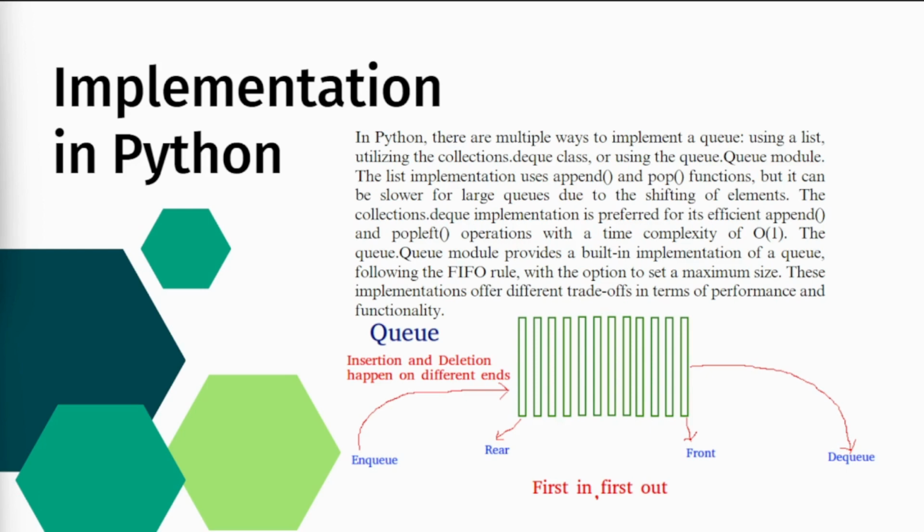So summarizing all this, in Python there are multiple ways to implement a queue. The list implementation uses append and pop functions, but it can be slower for large queues due to shifting of elements. The collections.deque implementation is preferred for its efficient append and popleft operations with a time complexity of order of 1. The queue.Queue module provides a built-in implementation of a queue following the FIFO rule with the option to set a maximum size. These implementations offer different trade-offs in terms of performance and functionality.